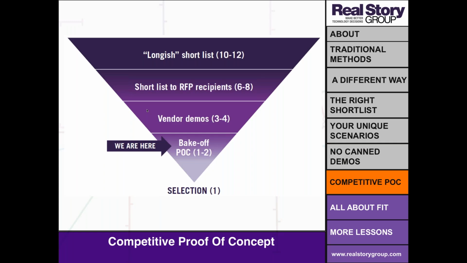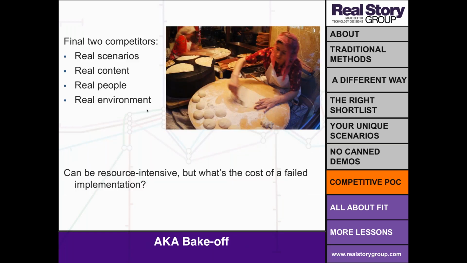So the next stage in the process is what we like to call a competitive proof of concept, or sometimes known as a bake-off. And this is when you're down to ideally your final two competitors. What we want to do at this stage is mimic a real implementation project as much as possible.